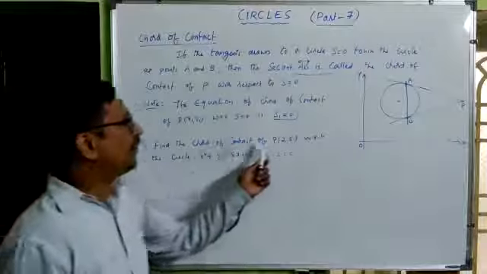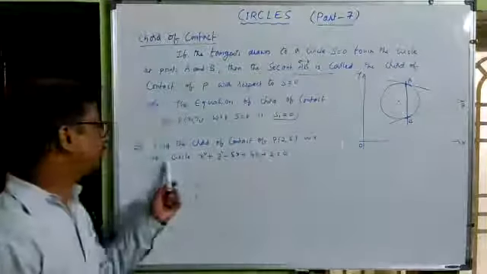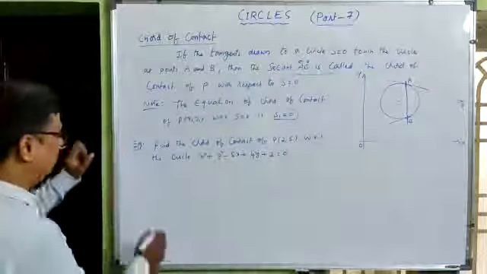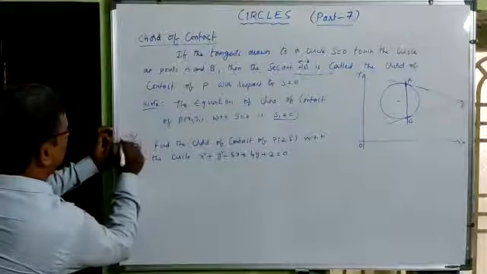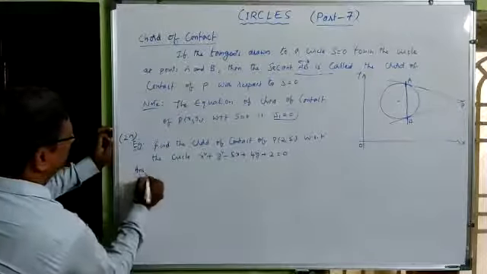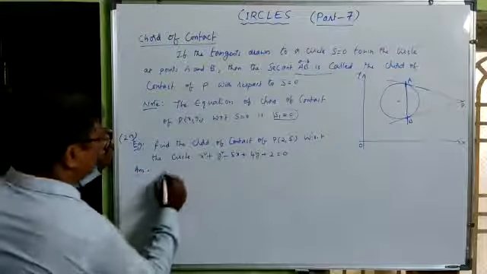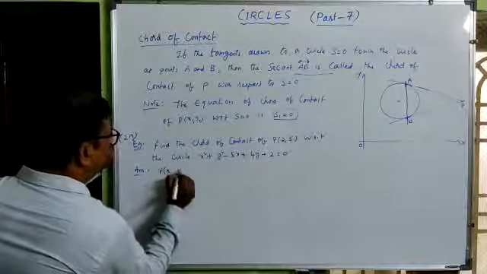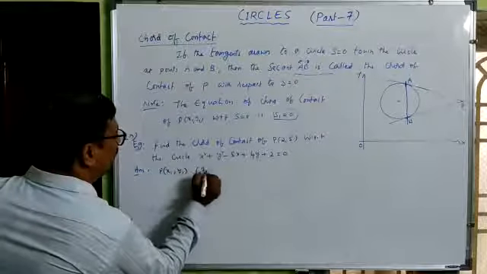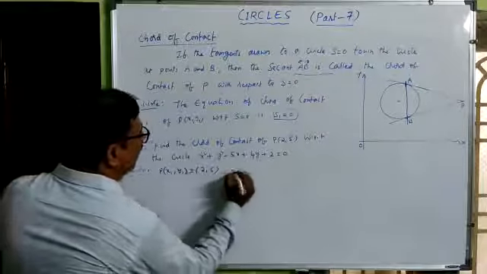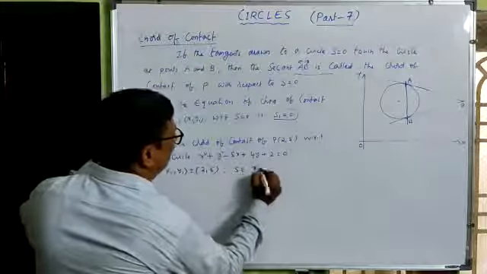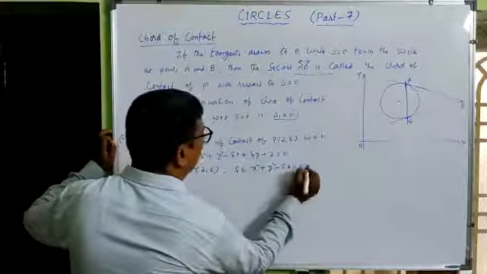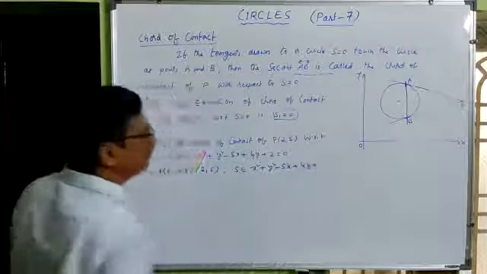Find the chord of contact of P(2, 5) with respect to the circle x² + y² − 5x + 4y + 2 = 0. This will be asked for 2 marks. So go to the solution. P(x1, y1) is (2, 5), and S is x² + y² − 5x + 4y + 2.